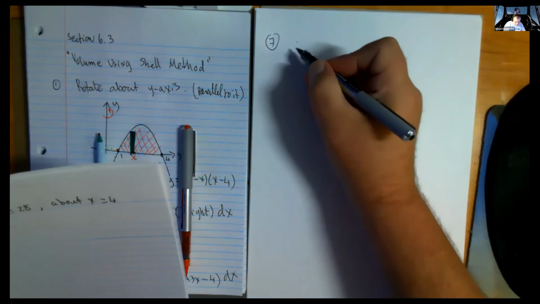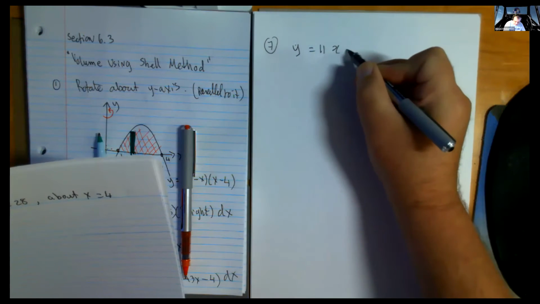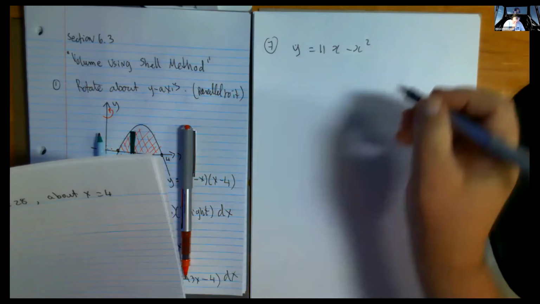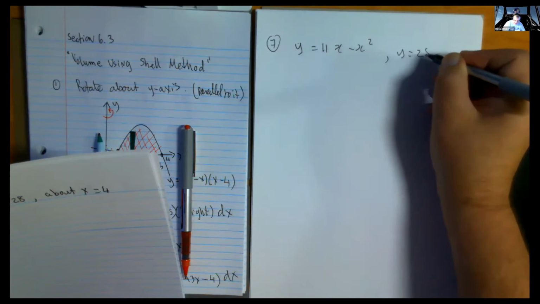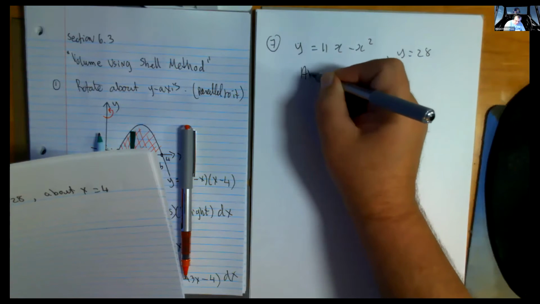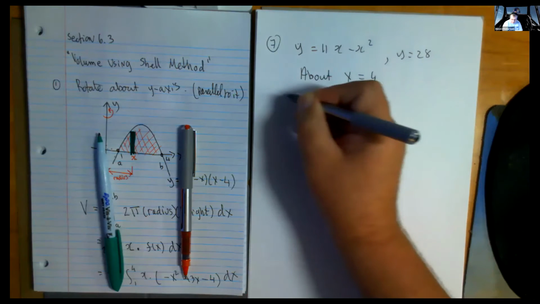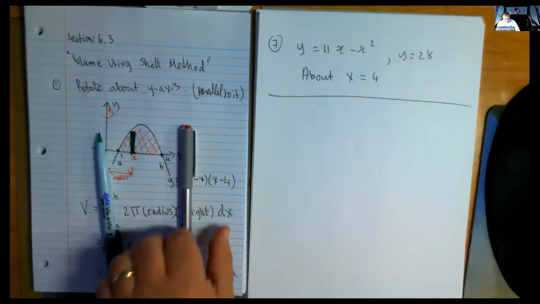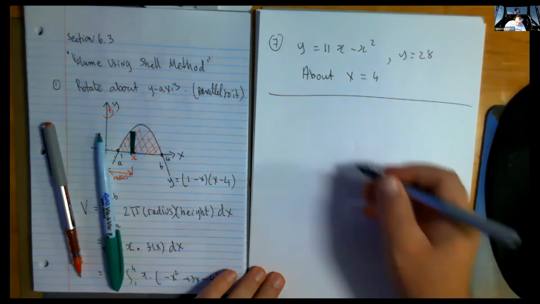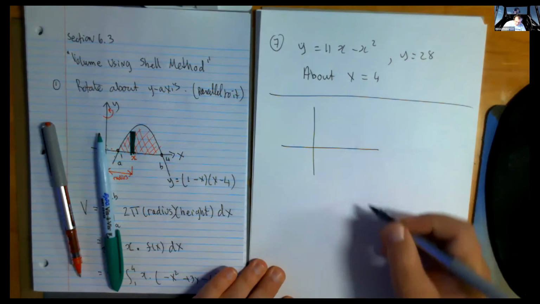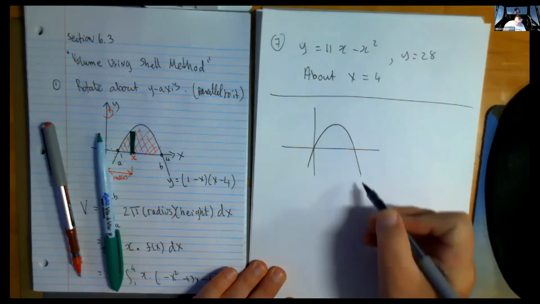It was 7. Y equals 11x, take away x squared. The line y equals 28. It's about the line x equals 4. Well, it might not look like a y-axis, but it is. It's going to be parallel to it. So I take my picture, my shape, and I draw my guy. It looks something like this.